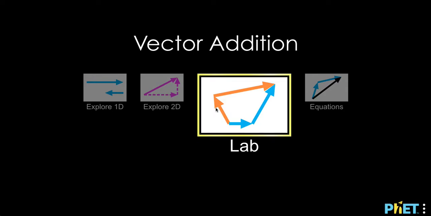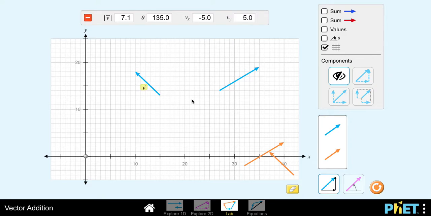In this video, we're going to be looking at how to use the PhET simulation vector addition to add vectors together using the parallelogram method. So to do this, choose Lab. And what I want to do is add this vector to this vector, and figure out what the resultant is.